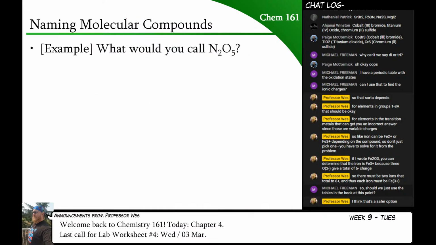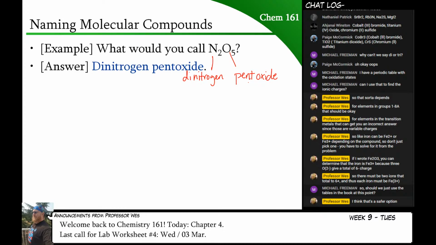All right, so let's do some examples here. What would I call this? So I have two nitrogens, so I would put the numeric prefix for 2 in front of that. And then I have 5 oxygens. Oxygen is the second element in the compound, so I would name it as an ide. And then I'd put the prefix in front of it for 5. So easy as that. Naming these is pretty straightforward.